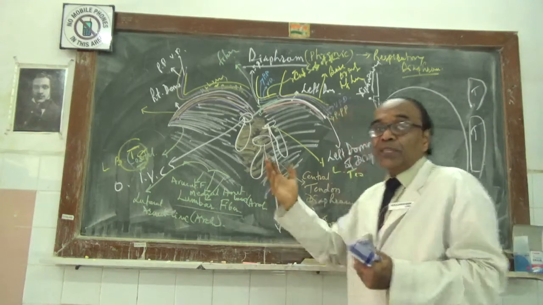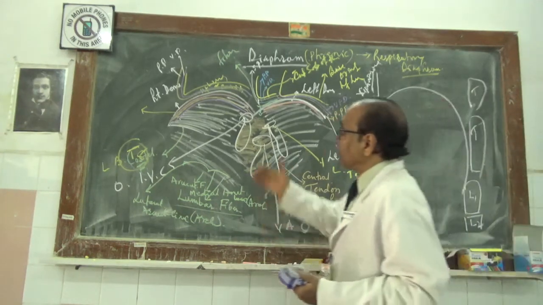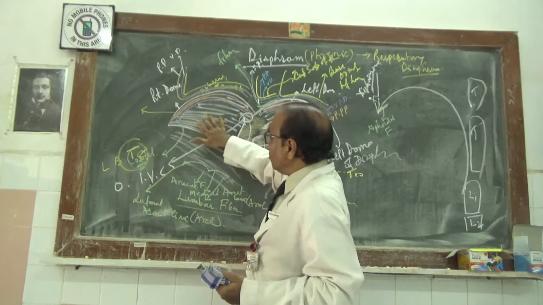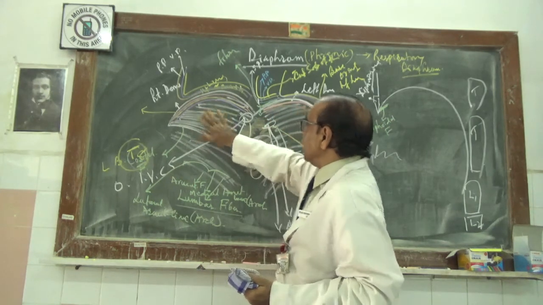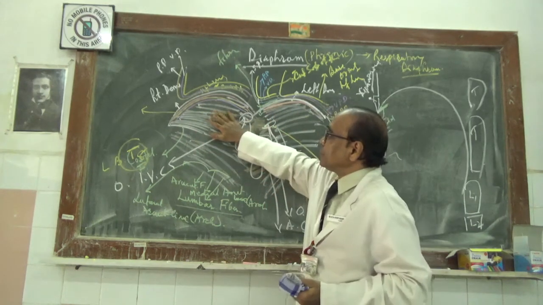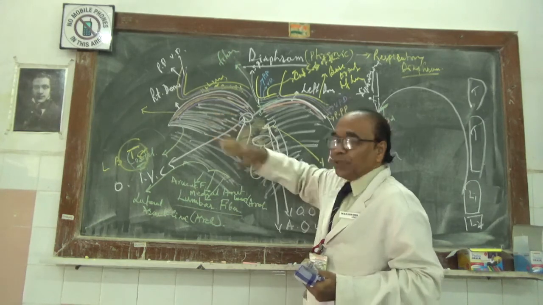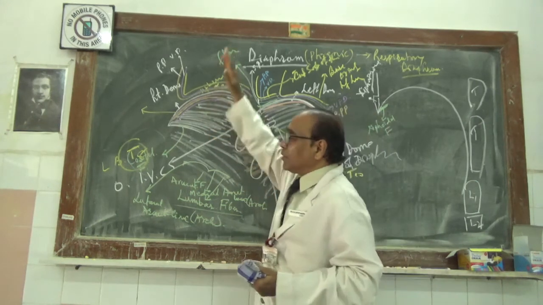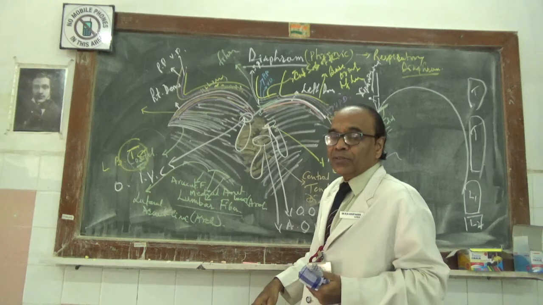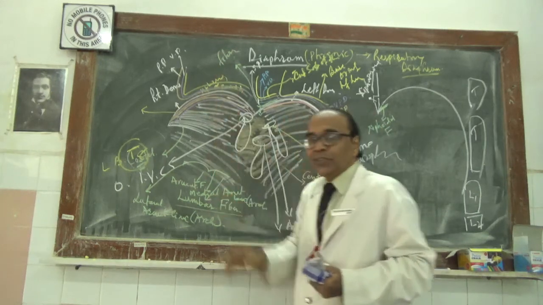Then there are surgical considerations. Under the right dome there will be the liver. Liver abscess can go into the thorax, piercing the right dome.